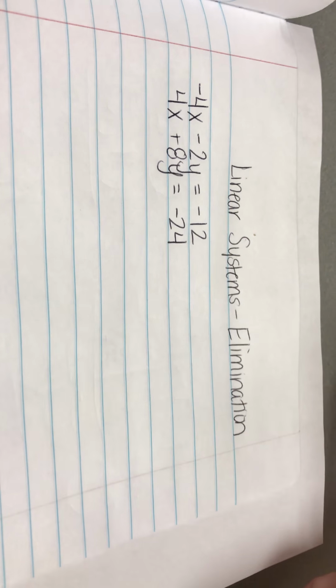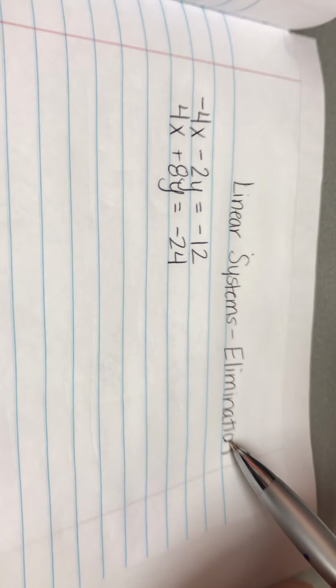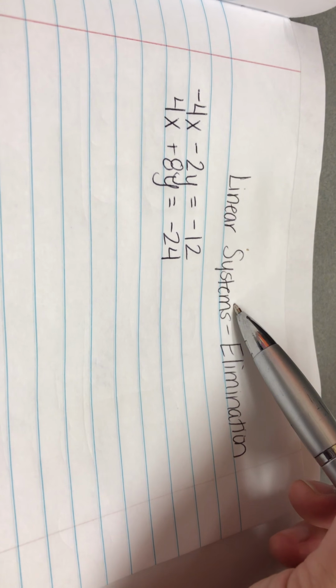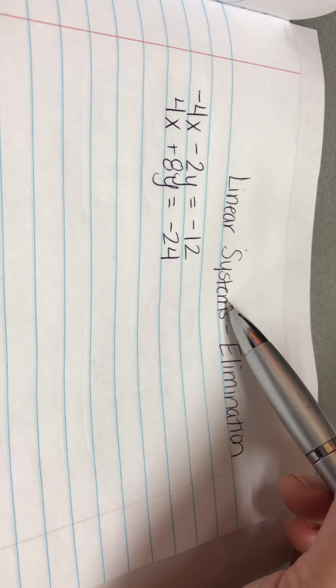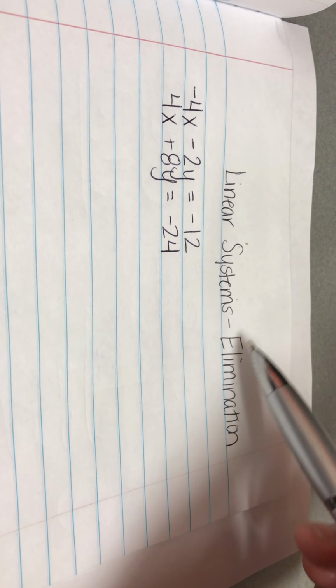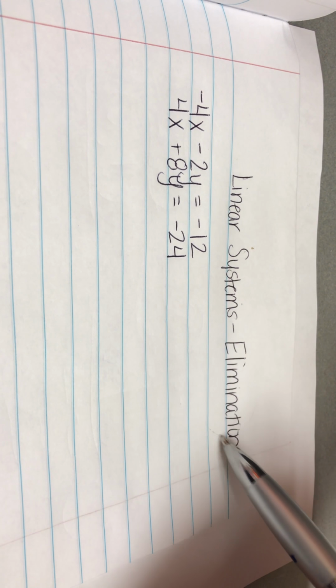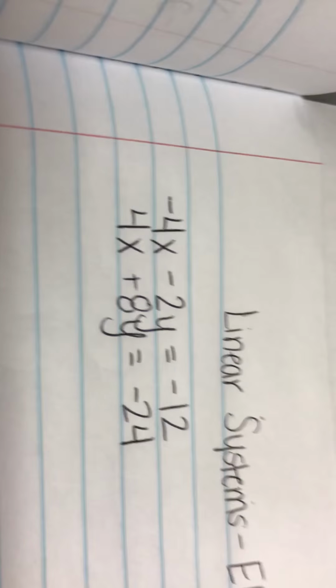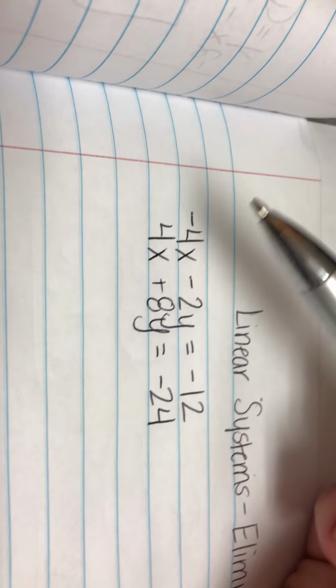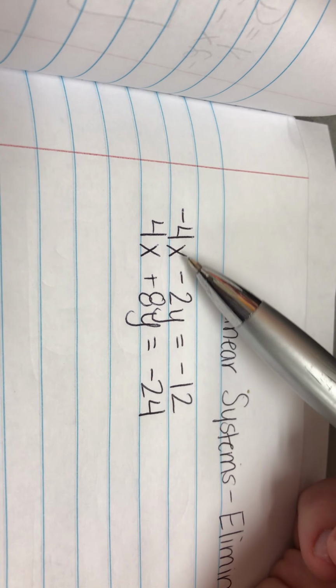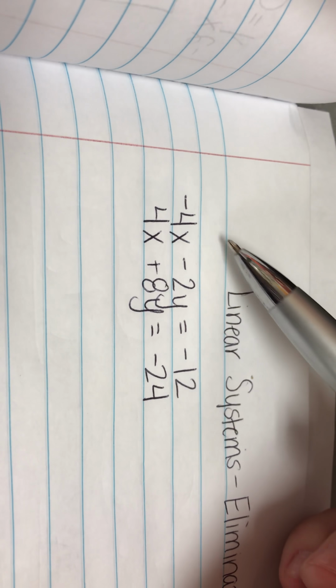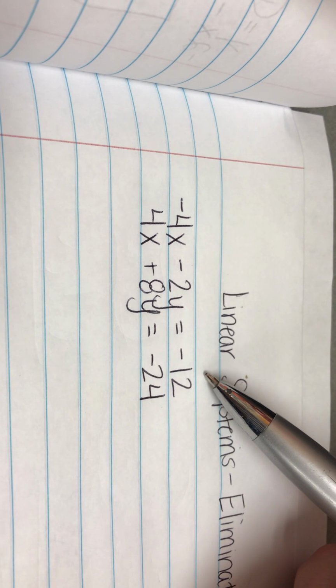All right, we're going to do linear systems today through elimination. So again, we're talking about two lines when they cross, or if they cross, and the way we're going to solve this today is with elimination. We're using elimination today because, if you notice, neither of these equations are in slope-intercept form. They are both in standard form, which is ax plus by equals c. I do not have a y equals mx plus b.